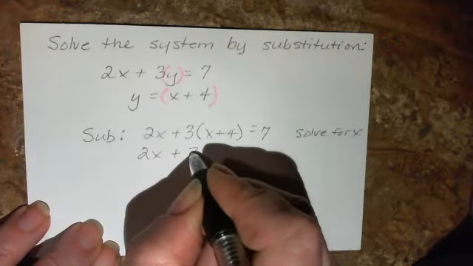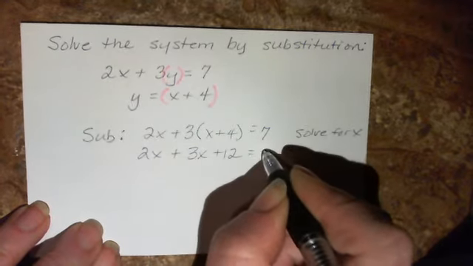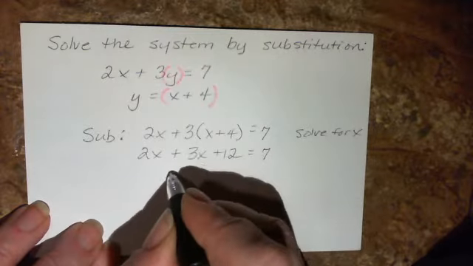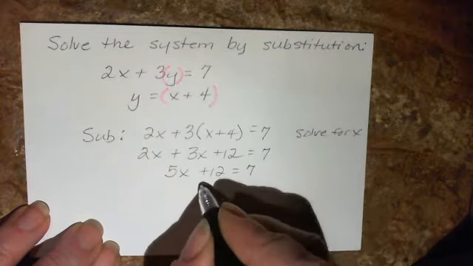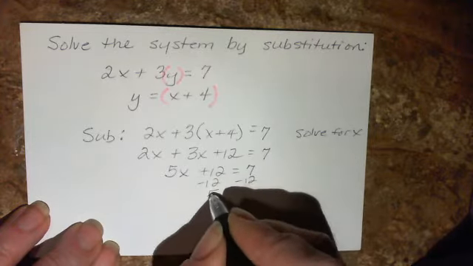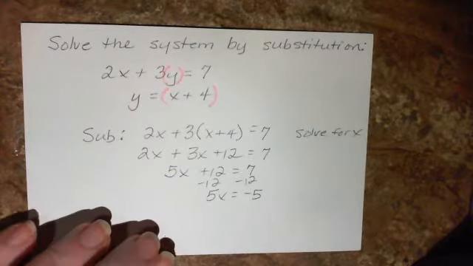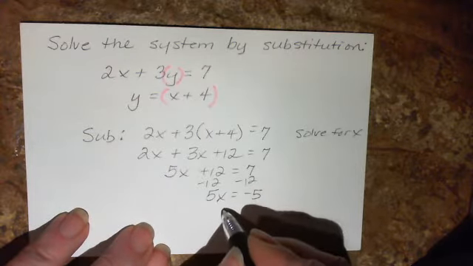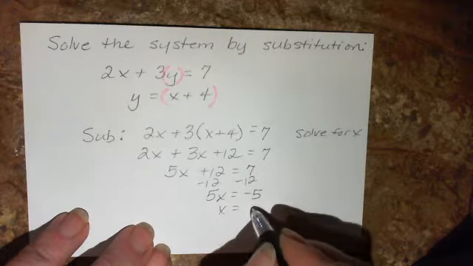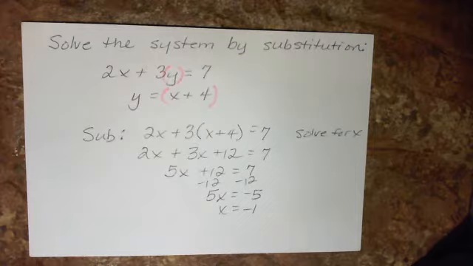Okay, so distribute to remove the parentheses. 2x plus 3 times x is 3x plus 3 times 4 is plus 12 is equal to 7. We're going to combine like terms. 5x plus 12 is equal to 7. We're going to subtract 12 from both sides. We have 5x is equal to negative 5. Divide both sides by 5, and that gives us x is equal to negative 1.